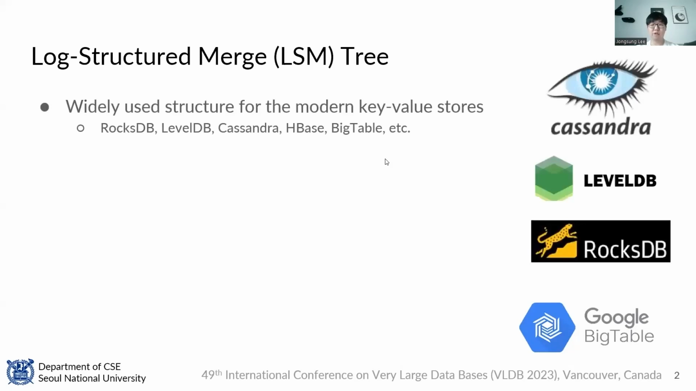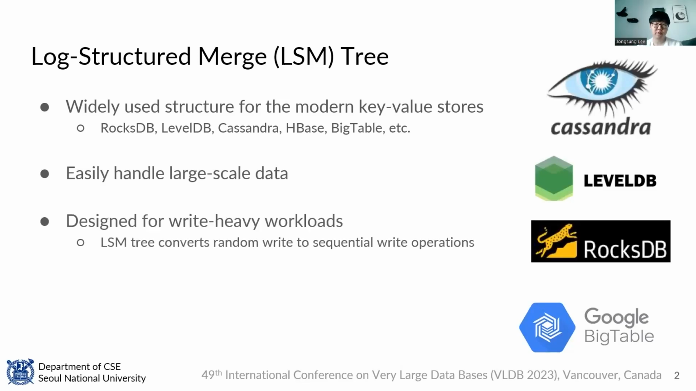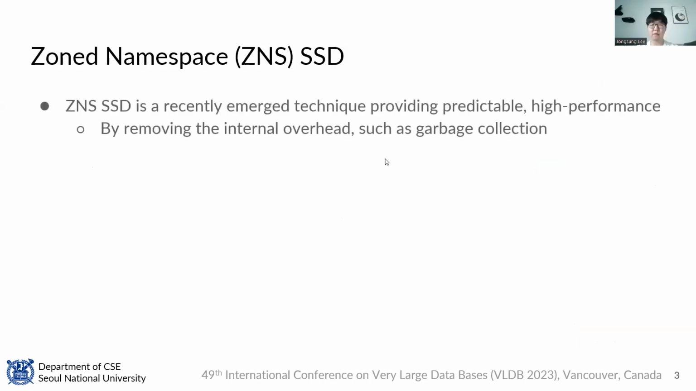A log-structured merge tree is a widely used structure for modern key-value stores such as RocksDB, LevelDB, Cassandra, HBase, and Bigtable. It can easily handle a large-scale database, which does not fit into the memory space. LSM-tree is designed for a write-heavy workload. Through the conversion of random write patterns into sequential ones, the LSM-tree maximizes the storage performance.